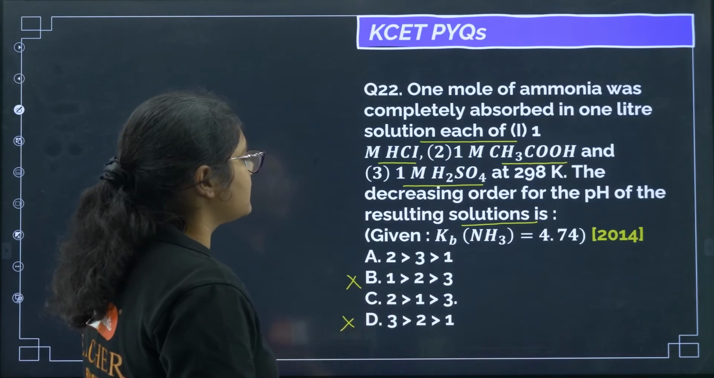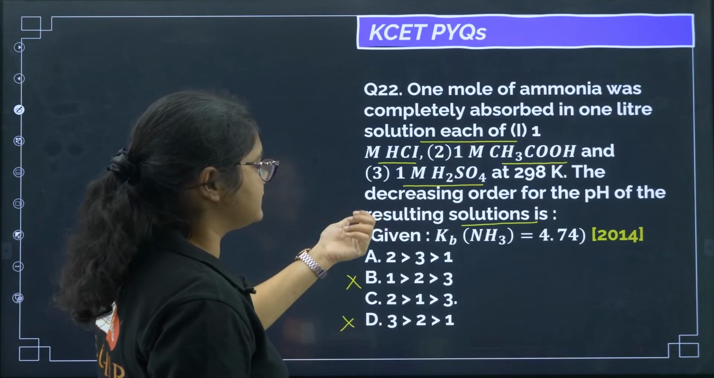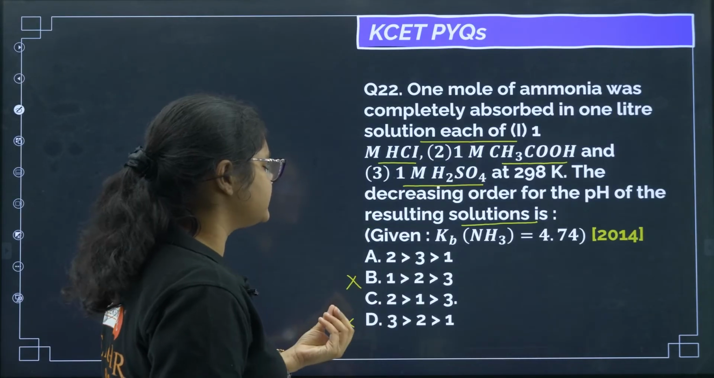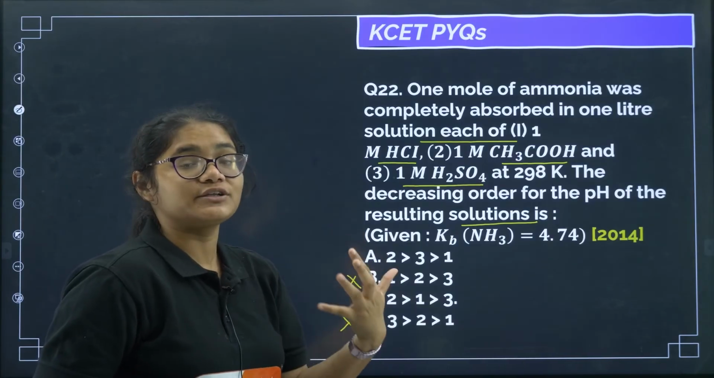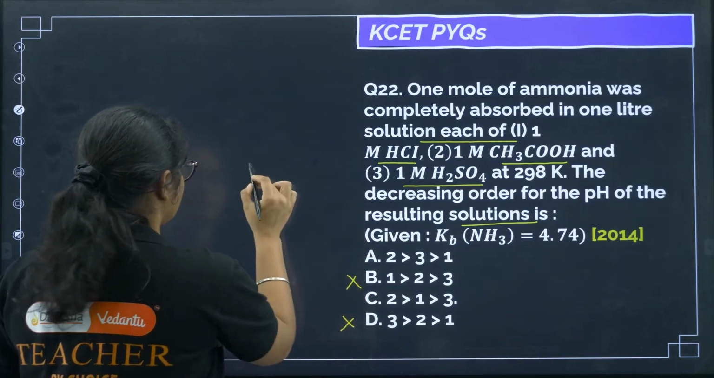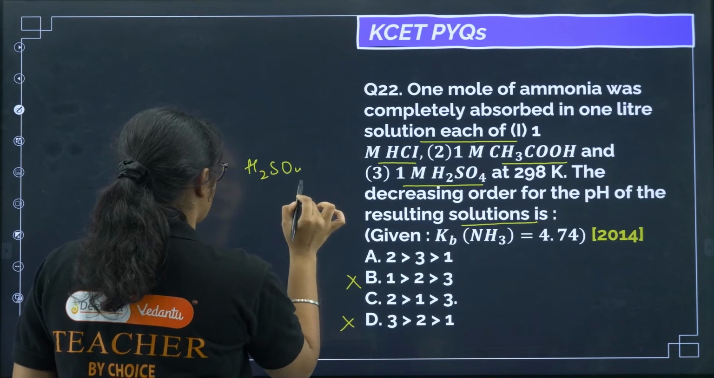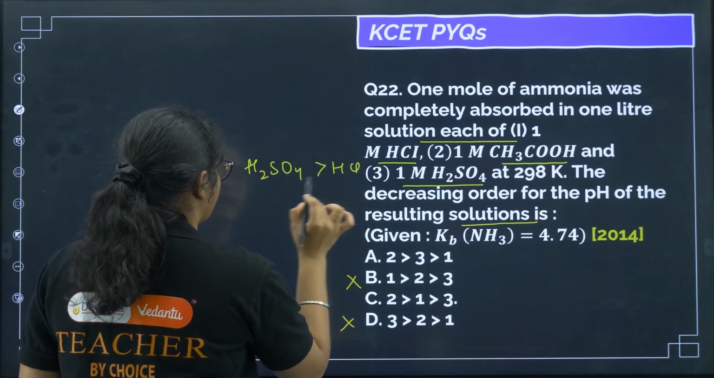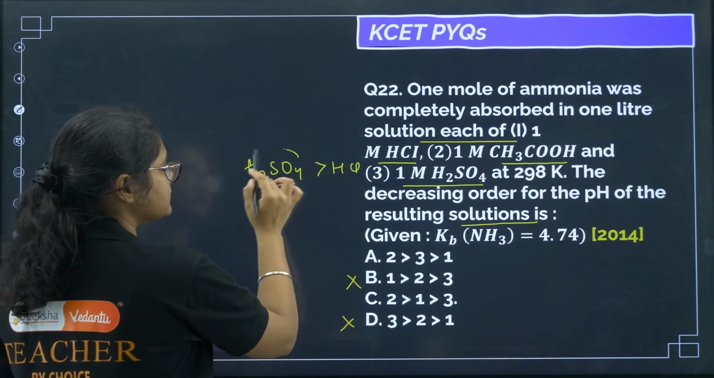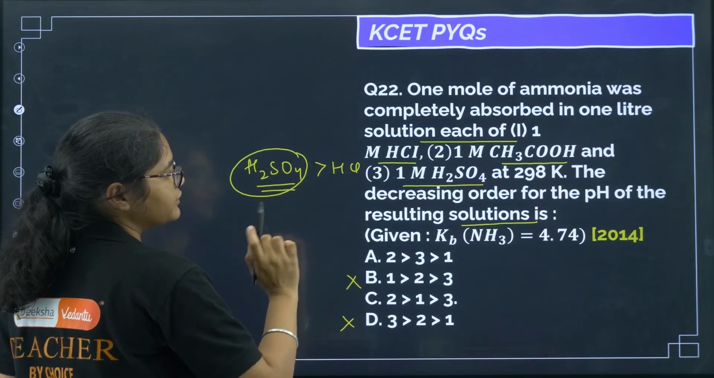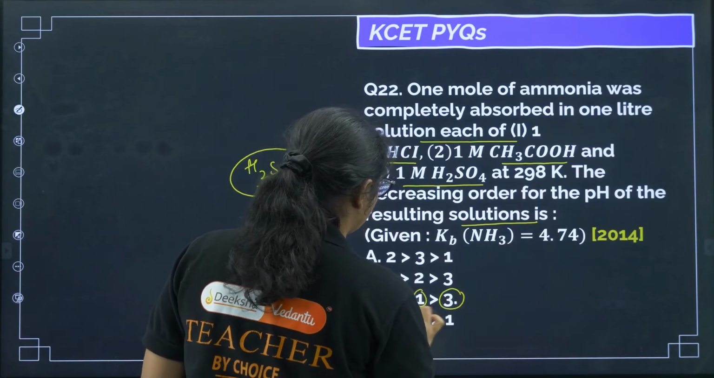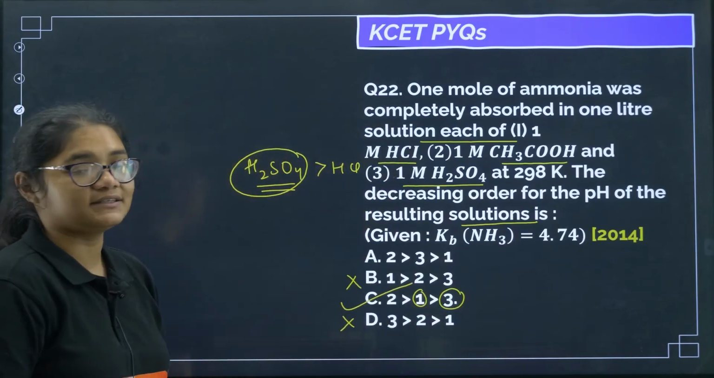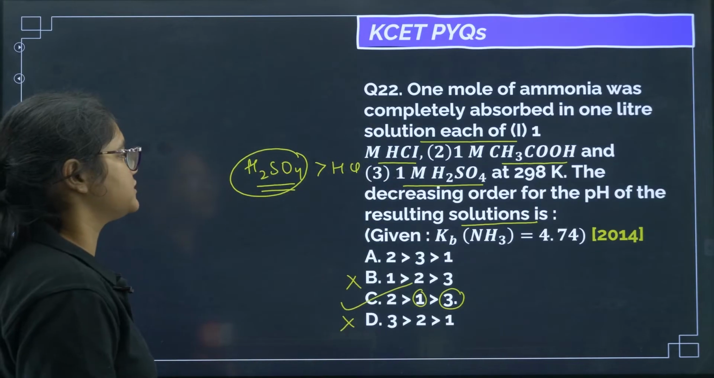Now coming to the next one, H2SO4 and HCl. If you compare H2SO4 and HCl, H2SO4 is a stronger acid, so this salt will be more acidic, its pH will be less, right? So the pH of H2SO4 will be least and in the middle we will have HCl. Option number C is the correct answer in this question.